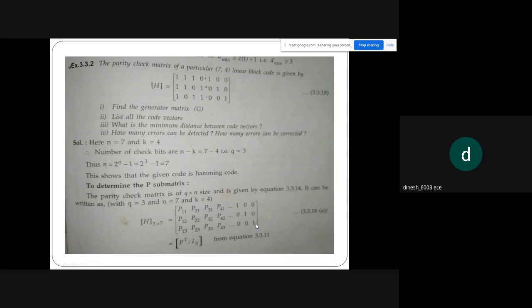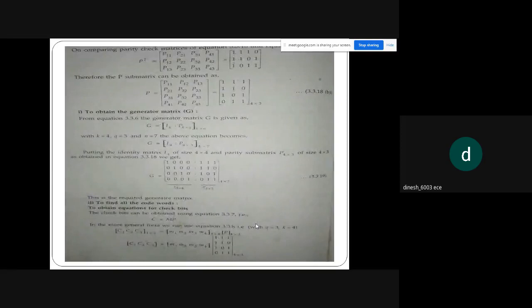Now first write the P transpose, whatever is given in the question. We can find that P transpose is this: P11, P21, P31, P41, P12, P22, P32, P42, P13, P23, P33, P43. So what is given is your transpose matrix. Write it as it is in the question: 1110, 1101, 1011. From the P transpose, find P.